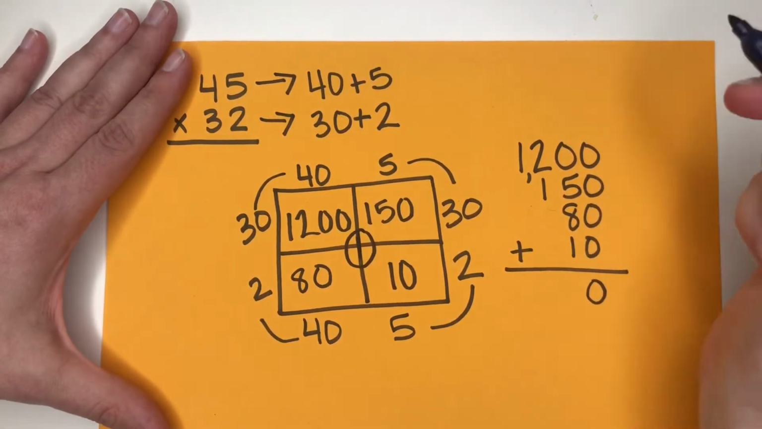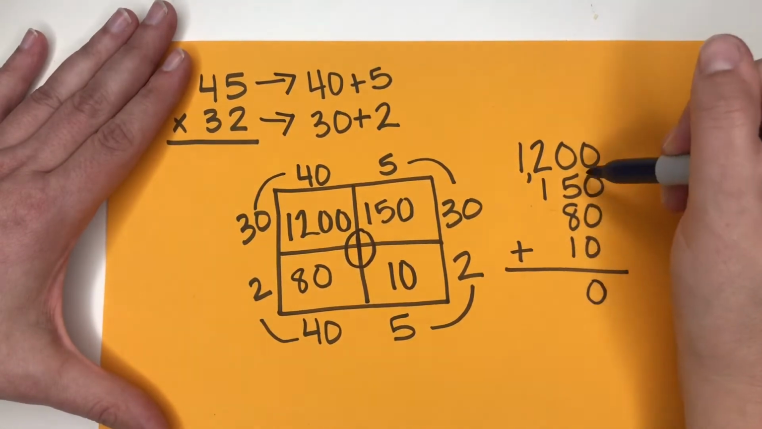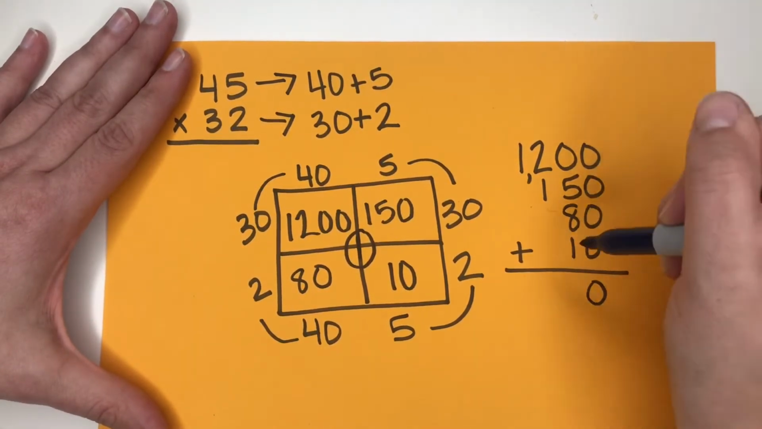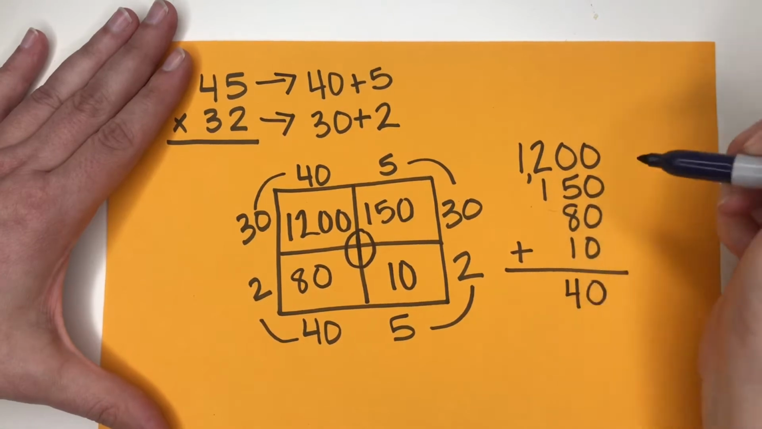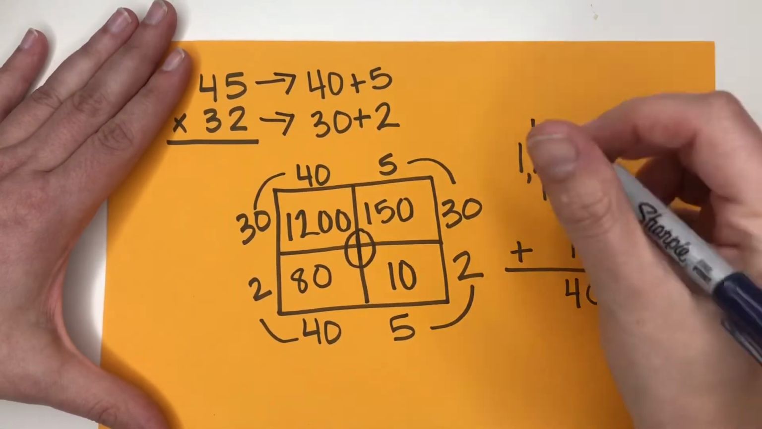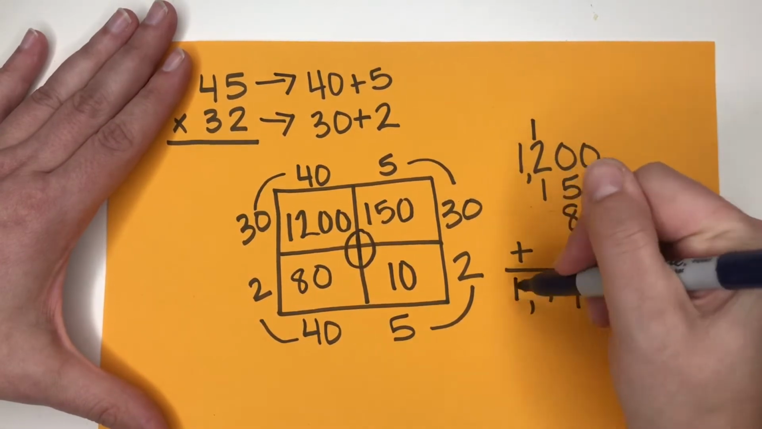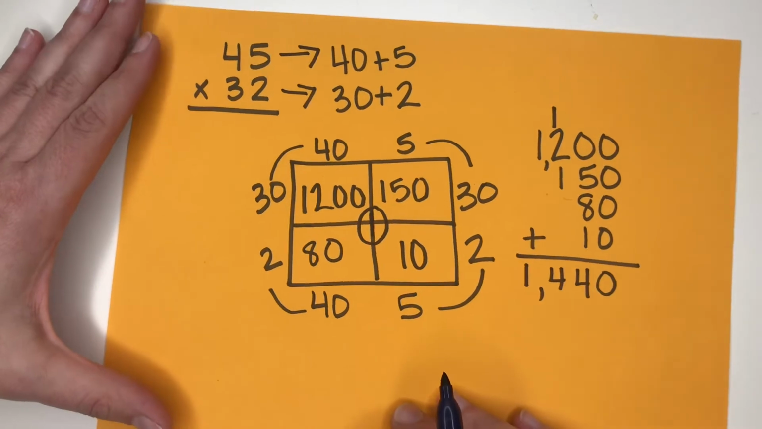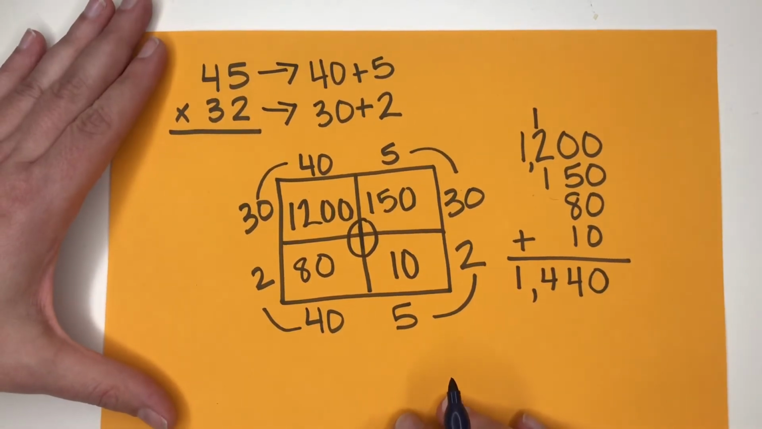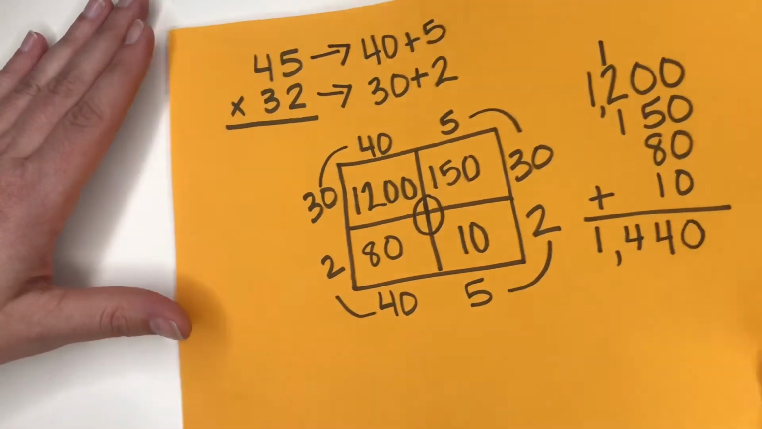Now I come over and I add. I have nothing in the ones place. Then I add 8, 9, 10, 11, 12, 13, 14. Carry my 1. I have 2, 3, 4. Drop a comma. And then I have a 1 in the thousands place. So my answer is 1,440.